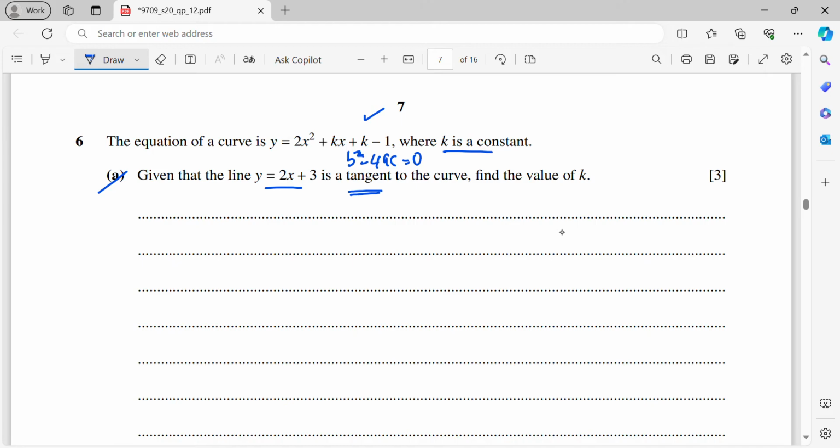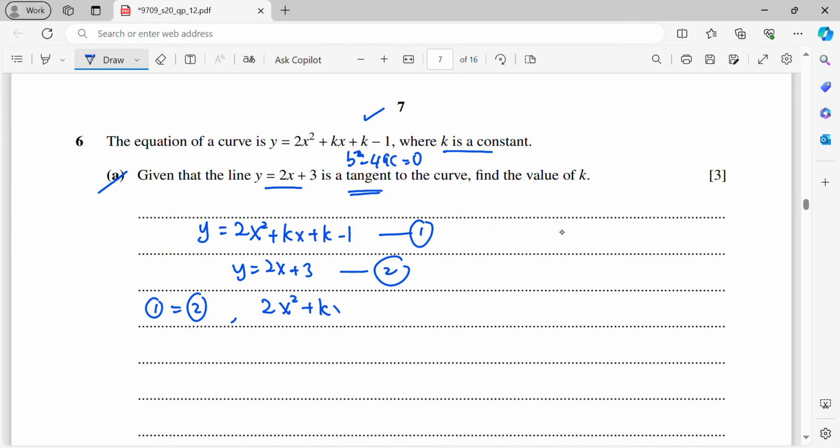First of all, I have to find out the intersection point. I mean the intersection between the two graphs, the curve and the line. So I will let the curve equation be the first equation here, and the straight line be the second equation. To find the intersection points, the first equals the second equation. So 2x squared plus kx plus k minus 1 equals 2x plus 3.